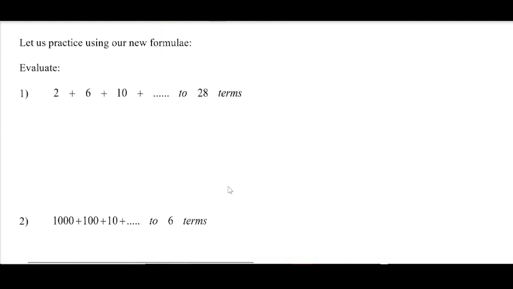Let's now practice using our new formulae. It's really important that we're not going to tell you what we're dealing with. So the first thing we're going to decide is what type of sequence this is. Is this arithmetic or is it geometric? We've got these two formulae. This one, in fact, is arithmetic. So the formula that I'm going to use is my formula for the sum of n terms of an arithmetic sequence: n over 2, 2 lots of a plus n minus 1 lots of d.